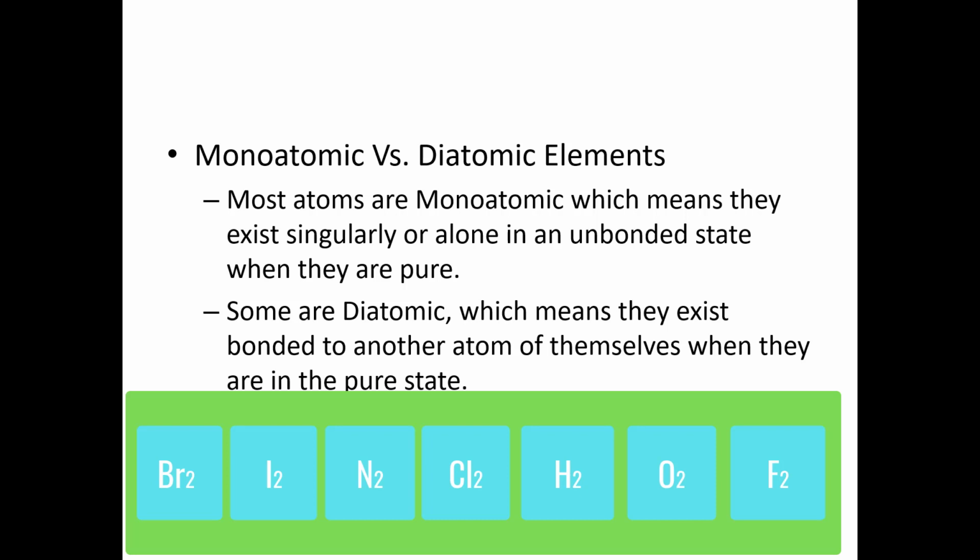These 7 elements will always exist bonded to another copy of themselves if they are not bonded to something else. So that means you will never see, for example, iodine just written as I, unless it's bonded to something else. You will always see it as I2. You'll never see chlorine written on its own either. It can't exist on its own because it's diatomic. It'll be Cl2 if it's not bonded to something else.